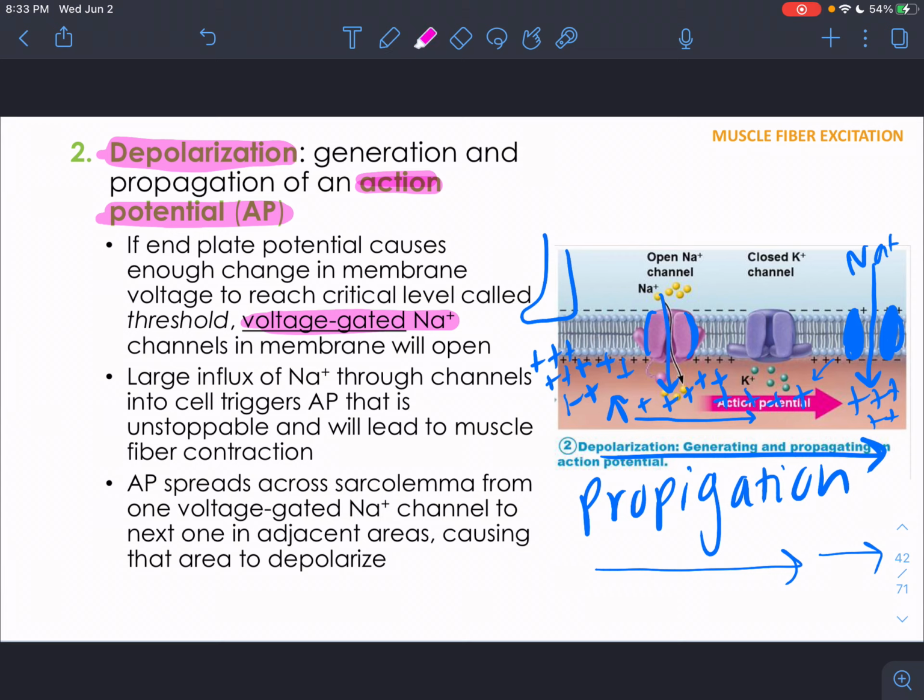Okay, and this leads to what we call an action potential, which is just that movement of these ions that is unstoppable and ultimately leads to a muscle fiber contraction. Okay, so that action potential is going to move along the sarcolemma, or the cell membrane of your muscle, one voltage-gated sodium channel at a time. So it's going to start at one, cause depolarization. That depolarization is going to spread, cause another voltage-gated channel to open, spread, and so on and so on, until it moves all the way down to the next area that's important.